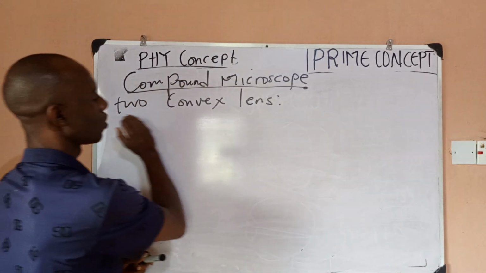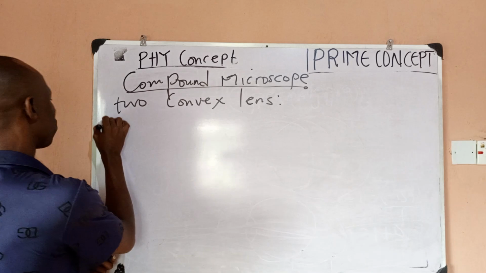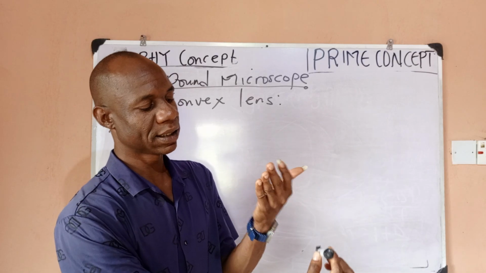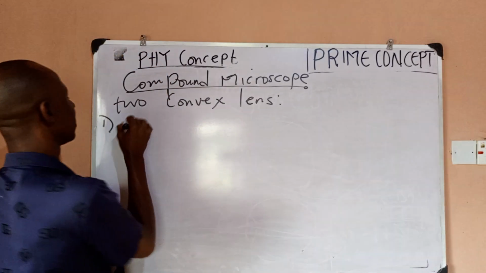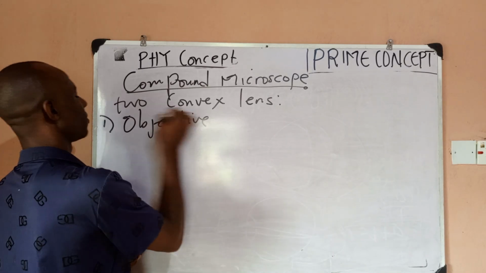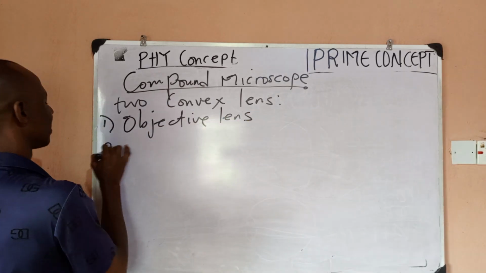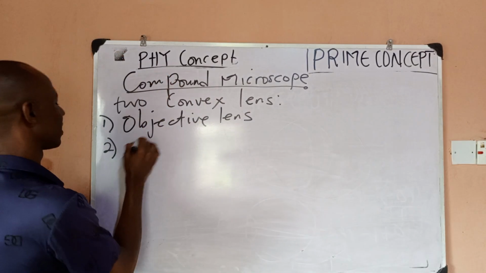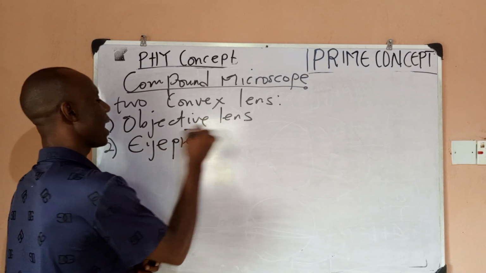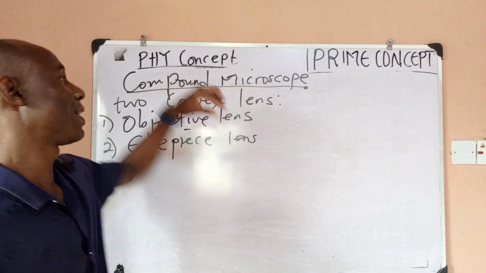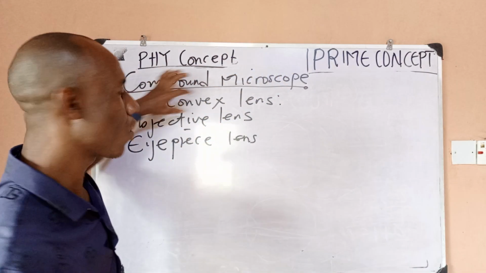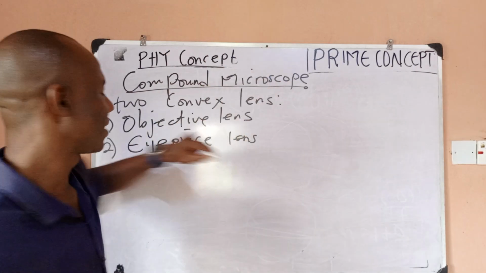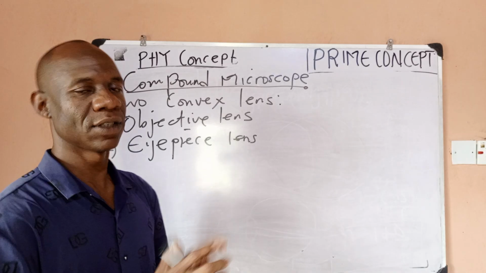Now, your compound microscope has two convex lenses. One of the lenses is actually closer to your object. Say I want to view this marker. The lens that is close to this marker is what we know as the objective lens. And then the second, both of them are convex. The second lens, which is closer to the eyes now, is what we know as the eyepiece lens. So you should take note of the fact that your compound microscope has two convex lenses or two converging lenses, which is the objective lens close to the object and the eyepiece lens close to the what? The eyes.